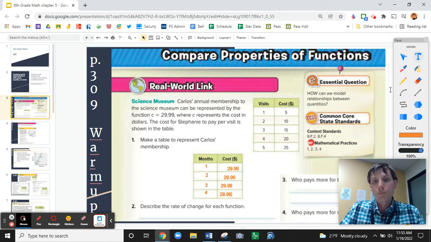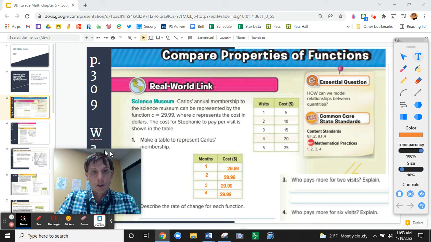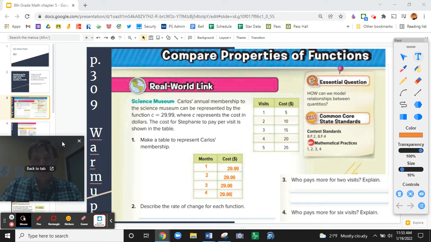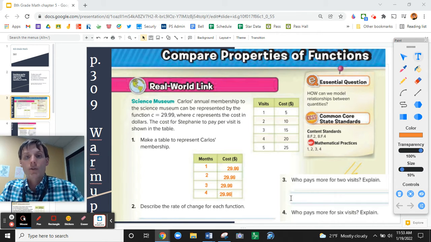So the first question here is describe the rate of change for each function. So if we look at these two here, Carlos's rate of change is 0. It's not going up at all, right? There's no slope. It's constant. We have this one single cost of $29.99, and it does not go up from there. So Carlos's rate does not change.